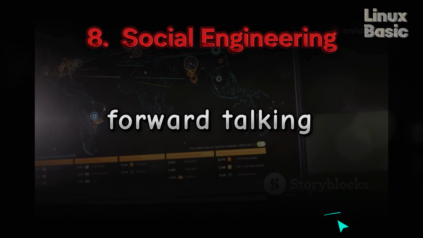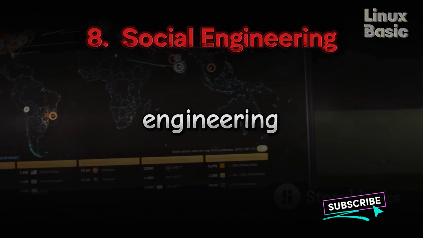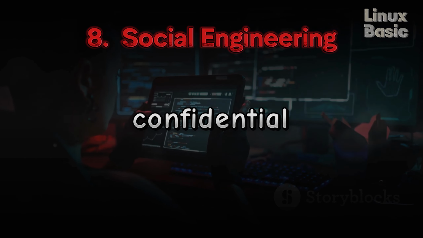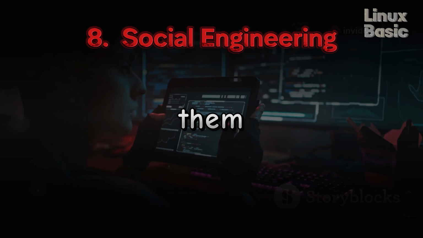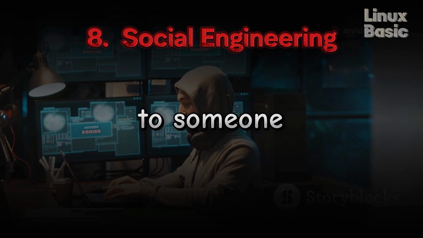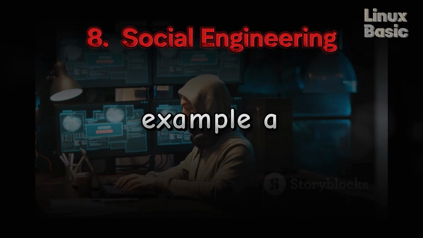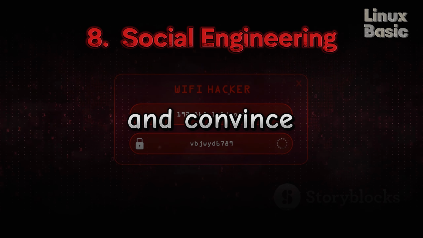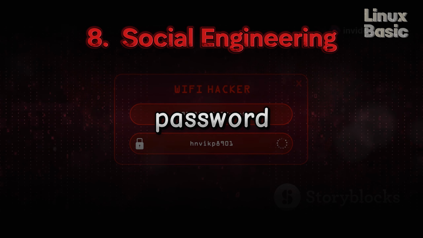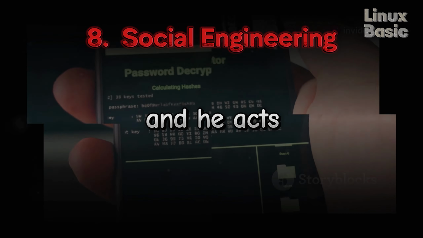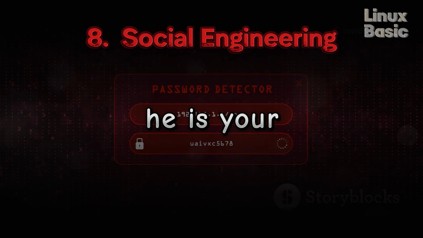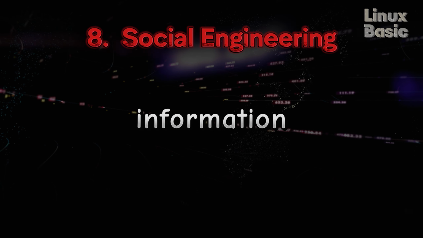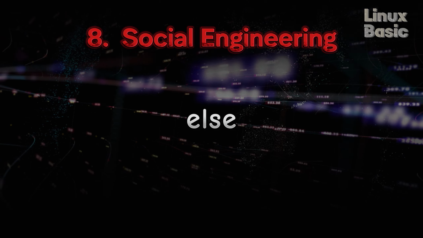Now moving forward, talking about social engineering. Social engineering involves tricking people into giving their confidential information by manipulating them, often by pretending to be someone they trust. For example, a hacker calls you pretending to be from tech support and convinces you to give them your password. Or someone calls you and acts like he is your friend. So don't give him your personal information because he might be someone else.